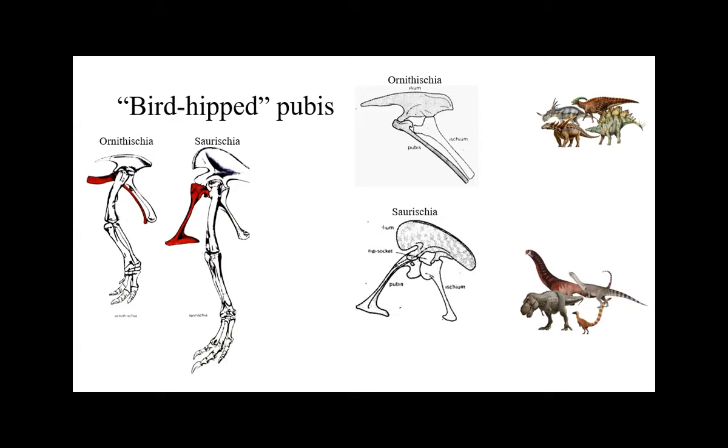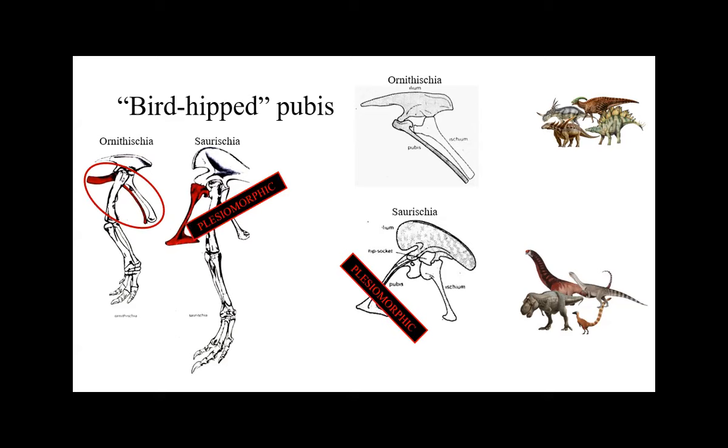But so the bird-hipped dinosaurs are all animals like this. That does not include birds. The lizard-hipped dinosaurs are all animals like this, and birds are part of that group. Sorry. So that's the derived condition, the bird-hipped pelvis that ornithischians have. We are going to talk about that later for what that deal is.